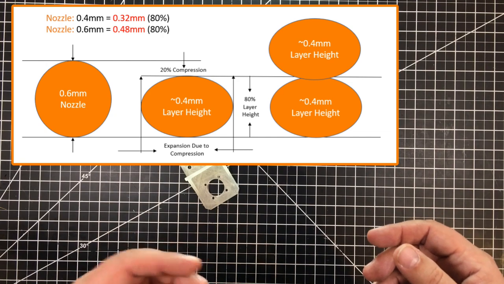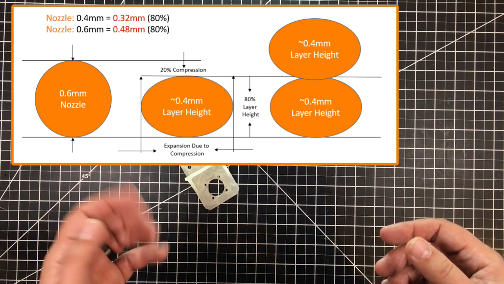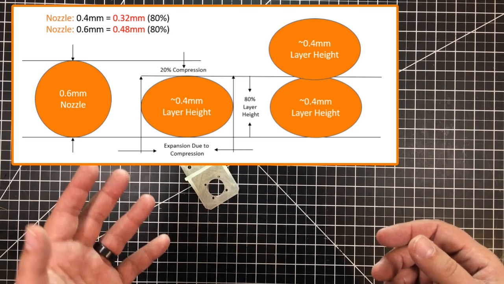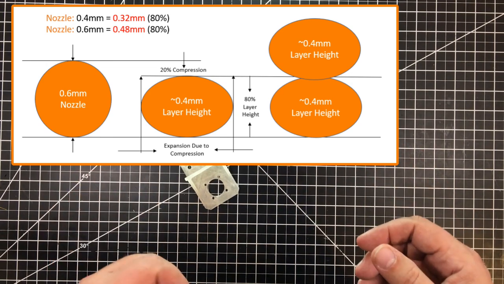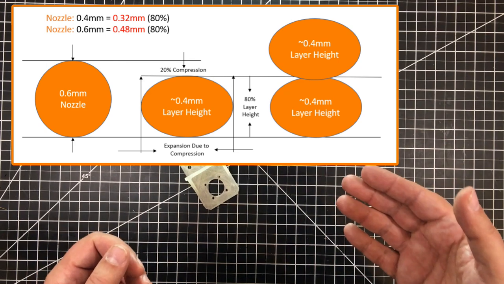So if I'm using a 0.4 millimeter nozzle, that's going to be 0.32 millimeters. If I've got a 0.6 millimeter nozzle, then I'm going to be using 0.48. Now, I typically round to the lower full number, so for 0.4, I will use 0.3, and for 0.6, I will use 0.4.